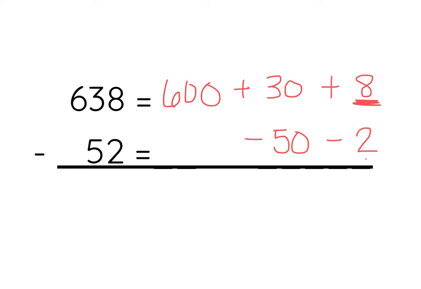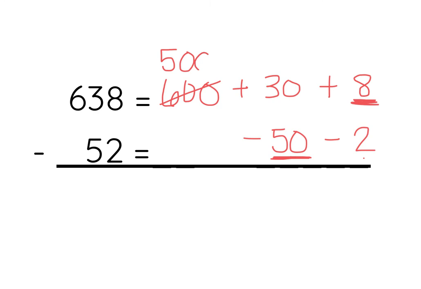No problem. My 50, however, is larger, so I'm going to regroup and make that 600 a 500, and I'm going to add the 100 with my 30. So 630, I'm going to rename as a 500 plus a 130. We can now subtract. We didn't do anything with the 500.